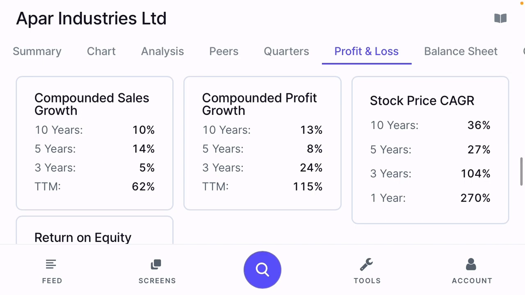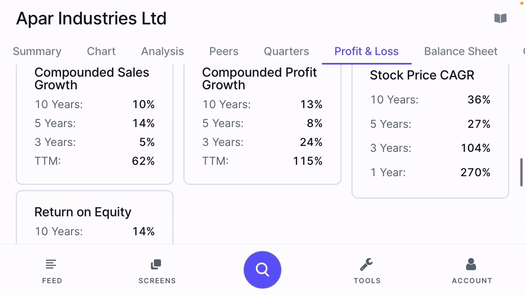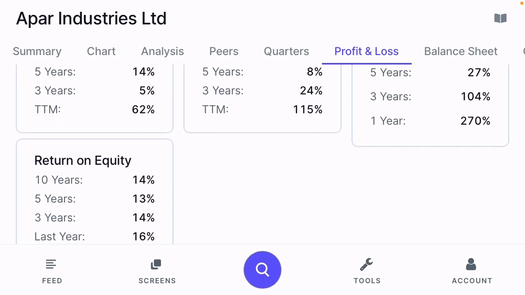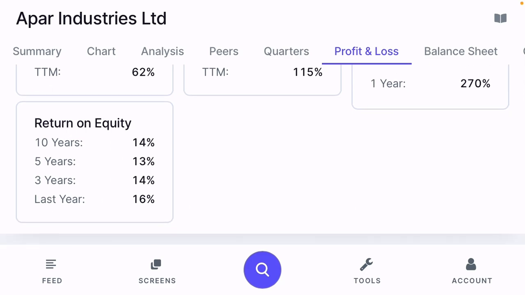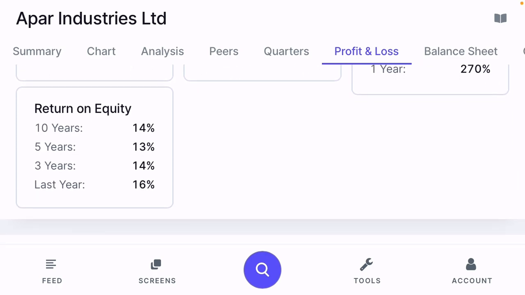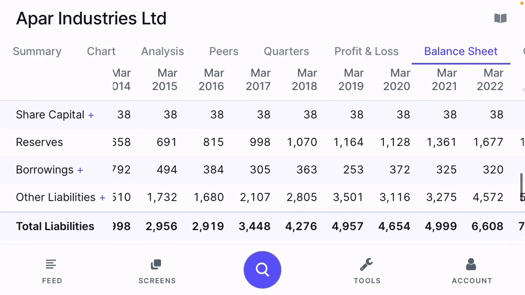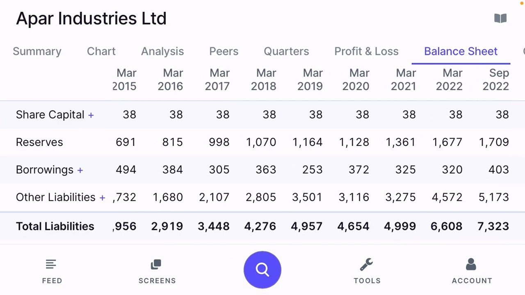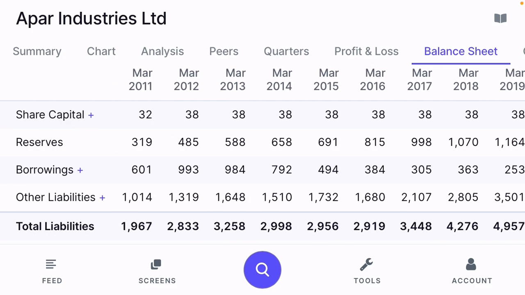If you talk about the compounded sales growth for the last 5 years, this company is at 14%. And compounded profit growth for the last 5 years, 8%. Stock price CAGR 27%. And last year the company has grown 104%. But in the last 1 year, the company has grown 270% CAGR. Return on equity for the last 5 years is 13%, very, very good sign. As I told you earlier, the company's share capital is not moving too much. Excellent performance by the company.